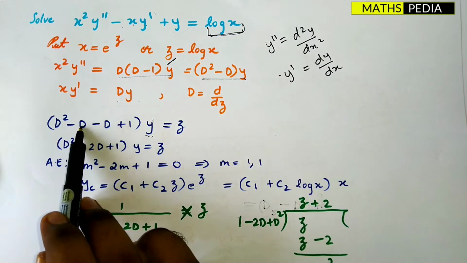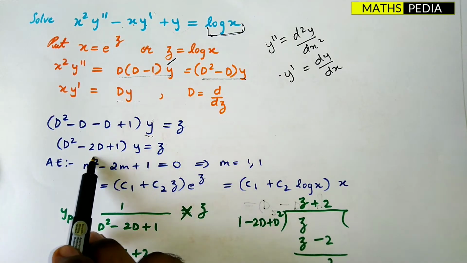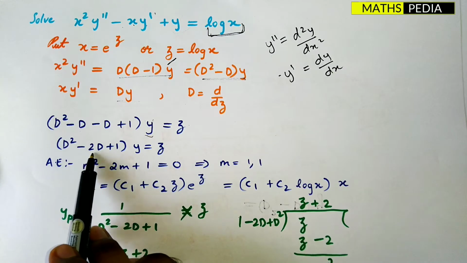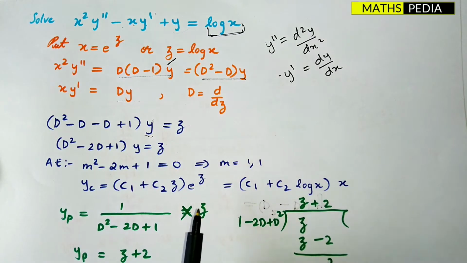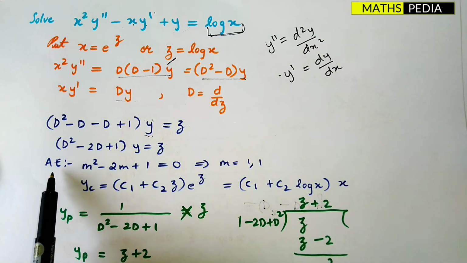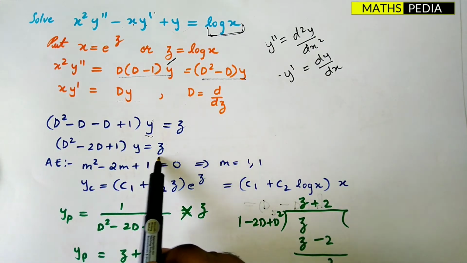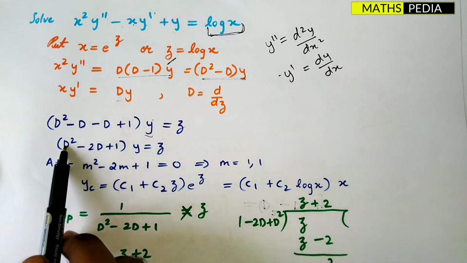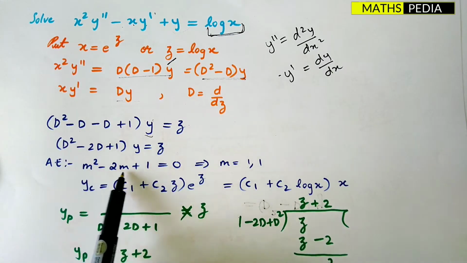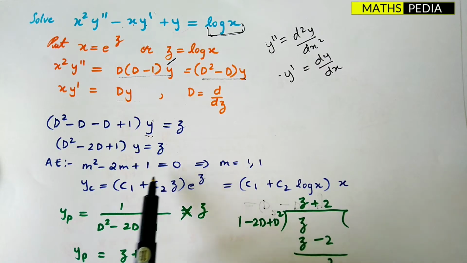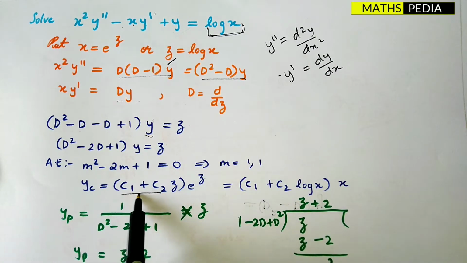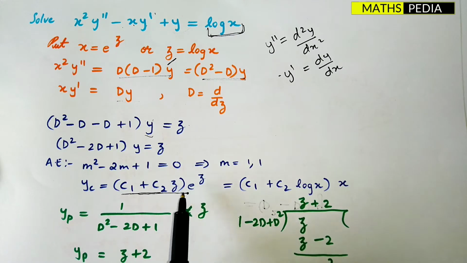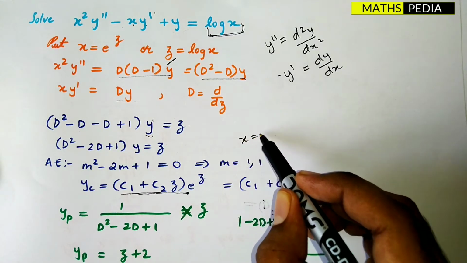Simplify this one. Minus d into minus d is minus 2d. d square minus 2d plus 1 into y is equal to z. Now for the auxiliary equation you have to write, it's the same procedure, but you have to take care of z. That's it. So you have to replace d with m. m square minus 2m plus 1 is equal to 0. Find the value of m, then write the roots. Remember, when you write the yc, you have to write z in place of x. That's it.